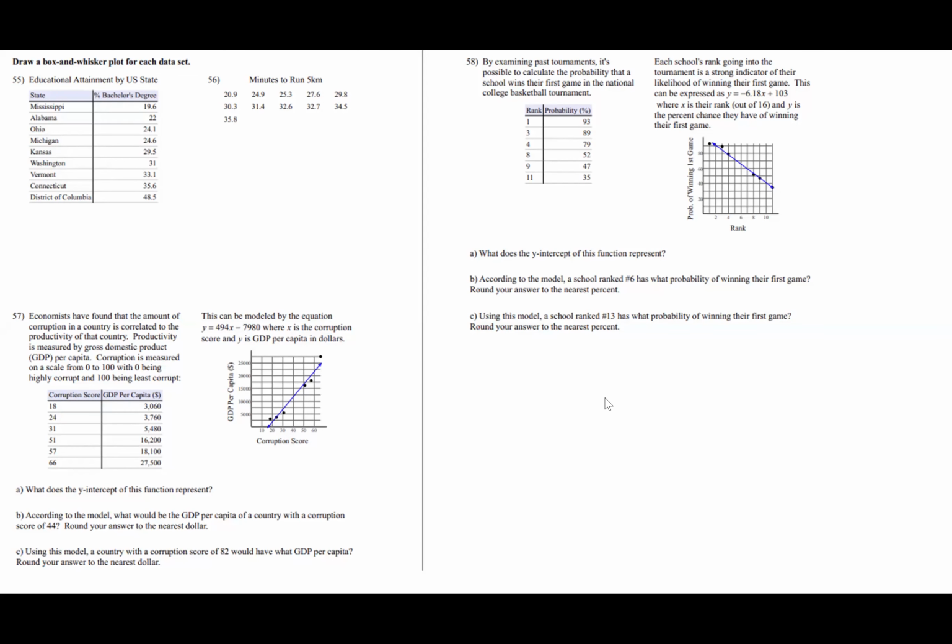All right, so we started reviewing our unit yesterday. Now today we're gonna finish reviewing our unit. This is what we saw this week. So from our notes, I'm gonna be working questions 55 through 58.